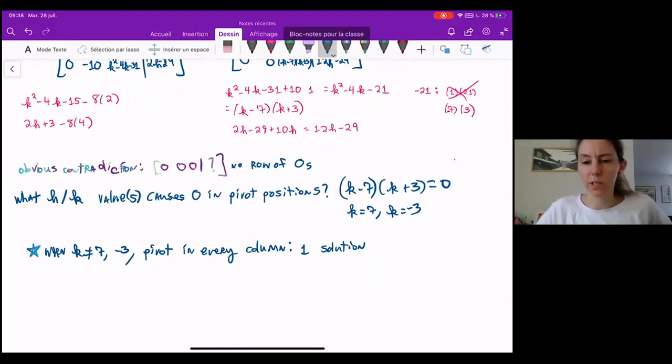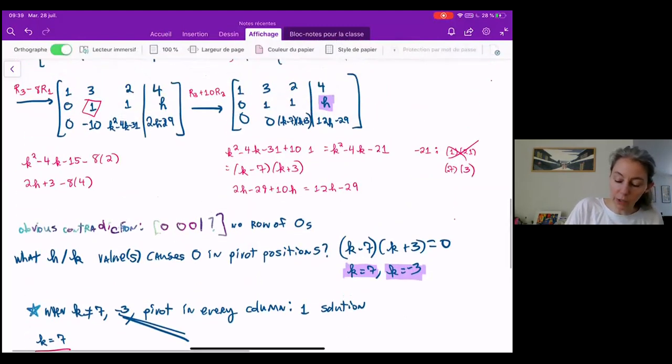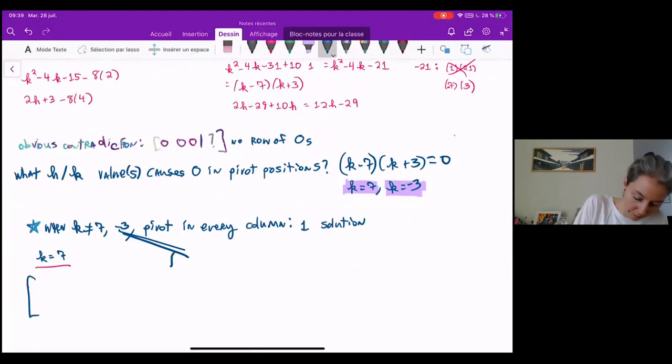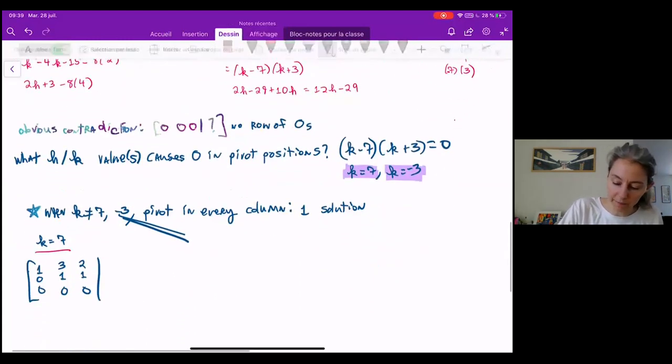Nick, I'm not sure I understand your question because we haven't actually made an answer yet, but sometimes there are going to be two values that cause zeros in pivot positions, yes. So now for these things right here, a good plan for showing work is to plug them into the matrix. So what is happening when k equals 7? I'm going to plug this into my matrix, and I get 1, 0, 0, 3, 1, 0, 2, 1, 0, and then 4h, 12h minus 29.